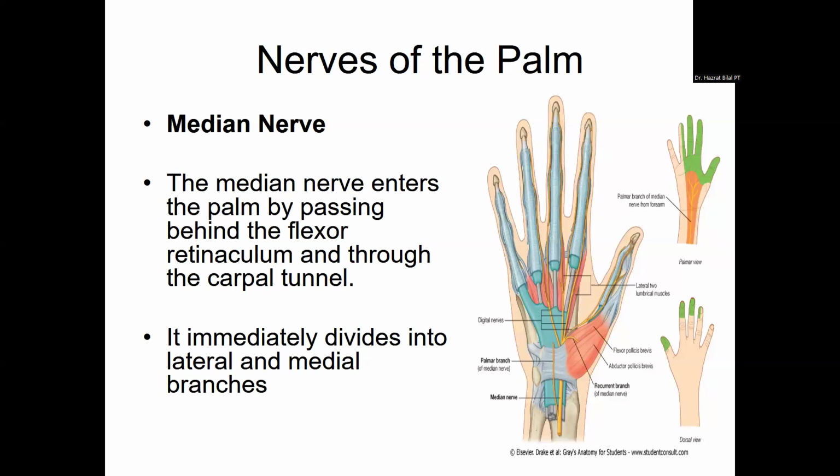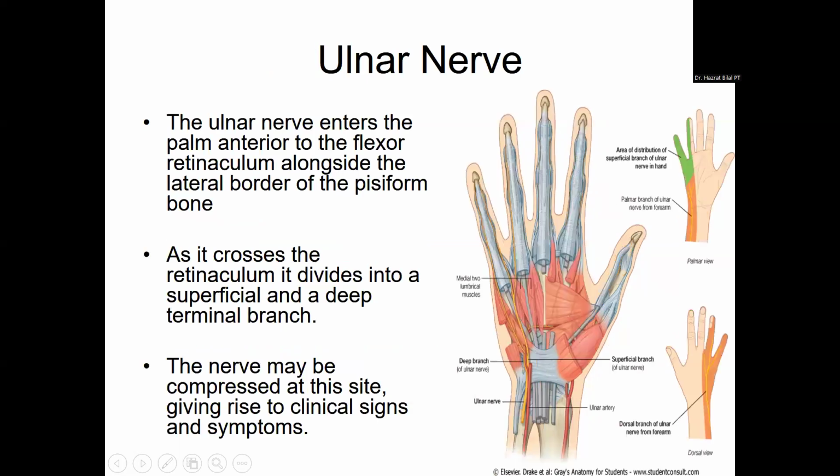The median nerve, as we have discussed, enters the palm by passing beneath the flexor retinaculum and through the carpal tunnel. This is the one branch which comes just above the flexor retinaculum. Whenever there is entrapment of the median nerve inside the retinaculum, this branch is spared and is not involved in that pathological condition. It immediately divides into the lateral and medial branches.